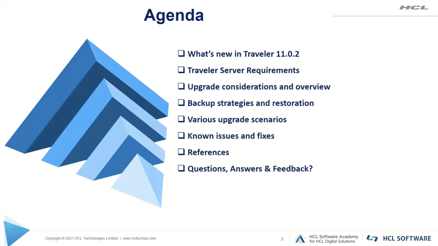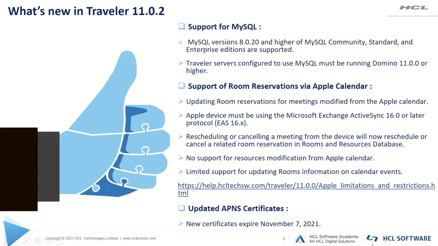In the upcoming slide, we will talk about the new features and fixes in Traveler 11.02. Moving on to the next slide. Traveler 11.02 has added support for MySQL database for high availability along with DB2 and SQL. MySQL version 8.0.20 and higher of MySQL Community, Standard and Enterprise editions are supported. Traveler servers configured to use MySQL must be running on Domino 11 or higher version.